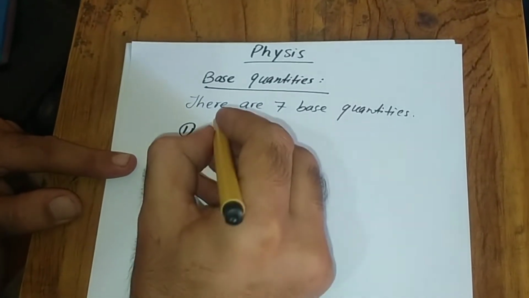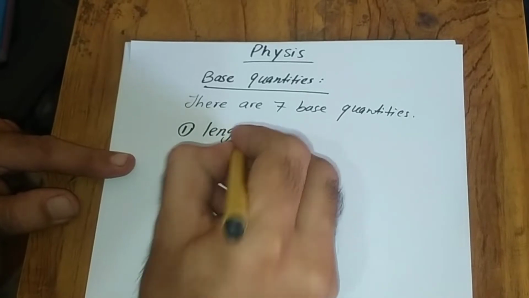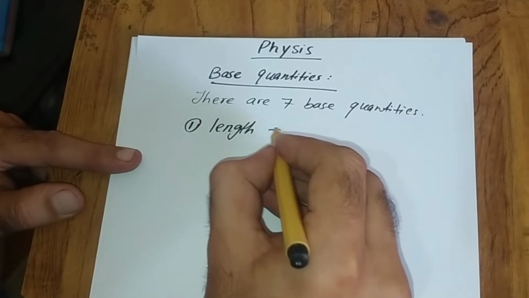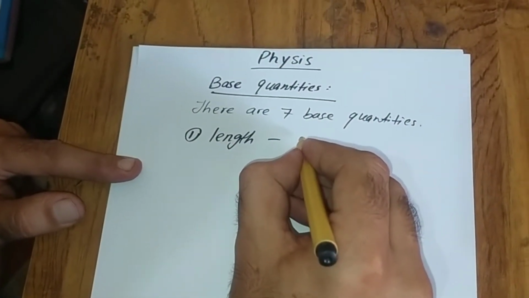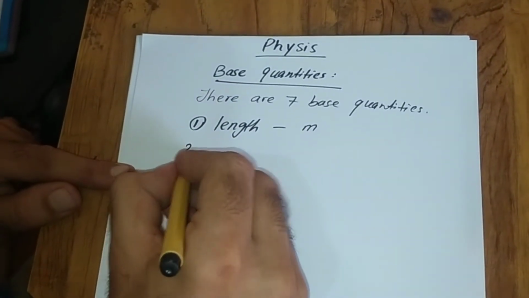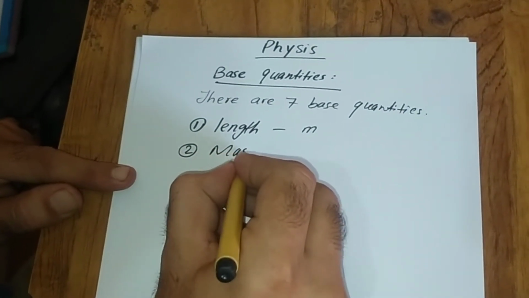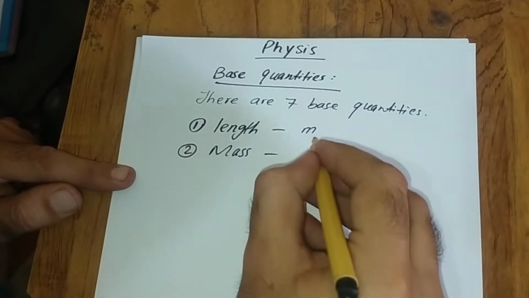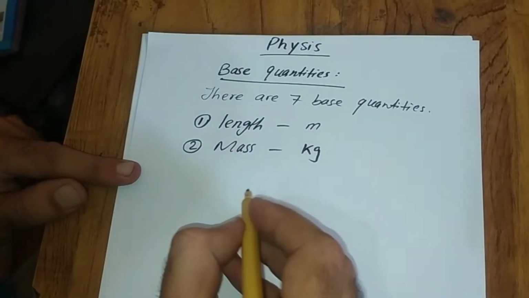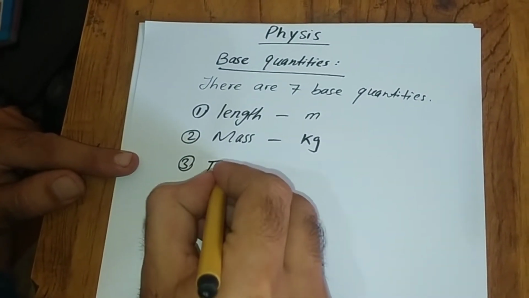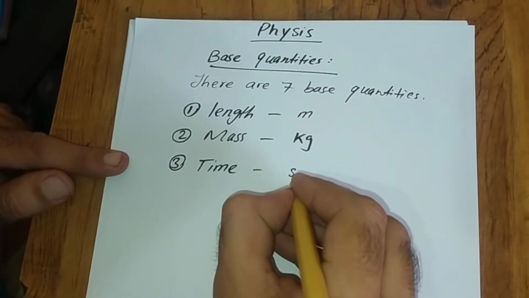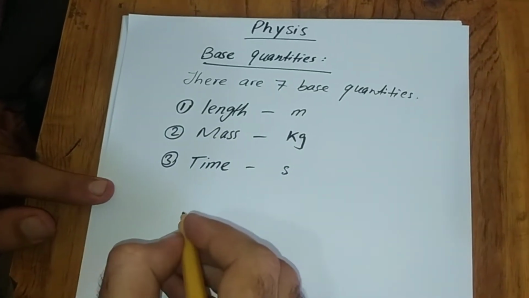Number first is length, and this is a quantity. The unit of length is what? That is meter, which is in short written as small m. Number 2 is mass, and its unit is kilogram, which is in short written as kg. Number 3 is time, and its unit is second, which is written as small s.